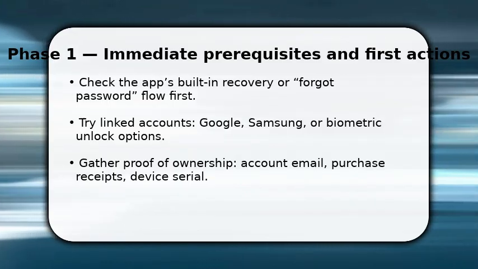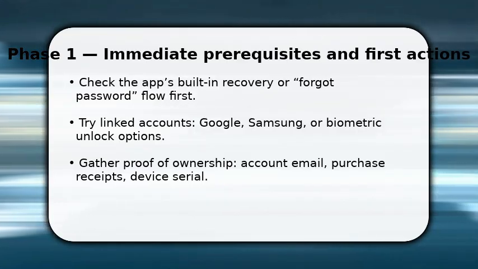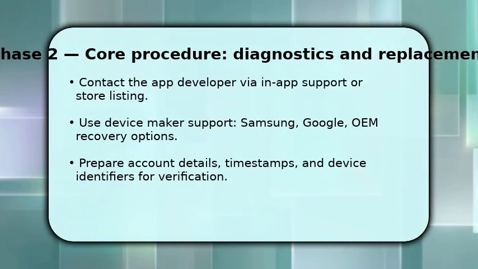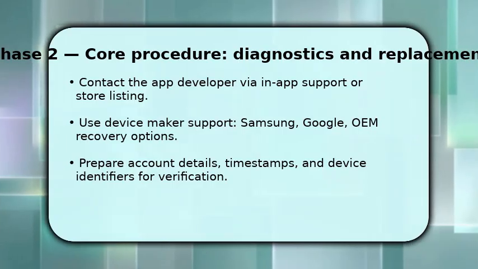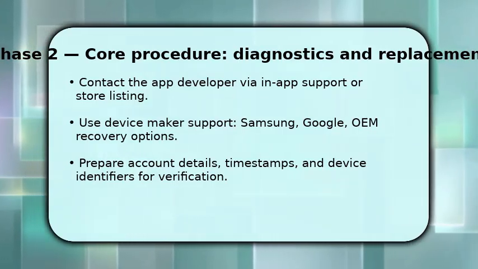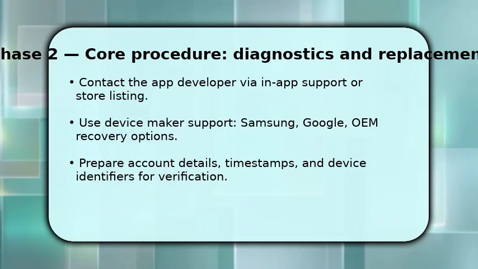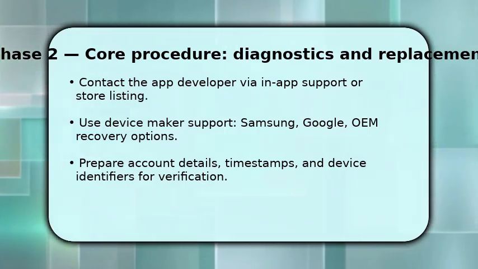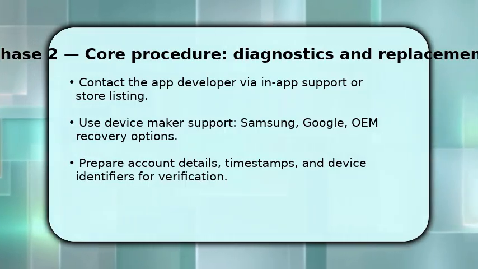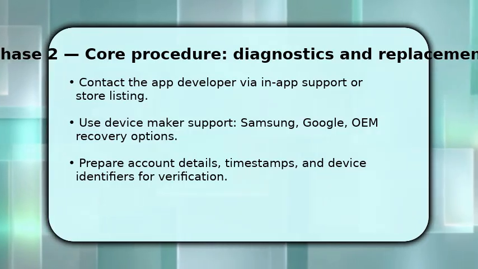Make sure to collect proof of ownership, account email, purchase receipts, and the device serial, because you may need them when contacting support. Now escalate without trying workarounds that bypass protections. Contact the app developer or vendor through their official support channel listed in the Play Store and explain the issue clearly. Include account, email, and timestamps.